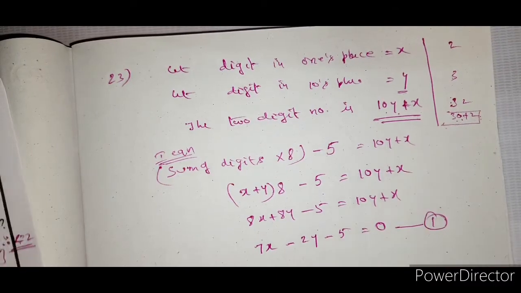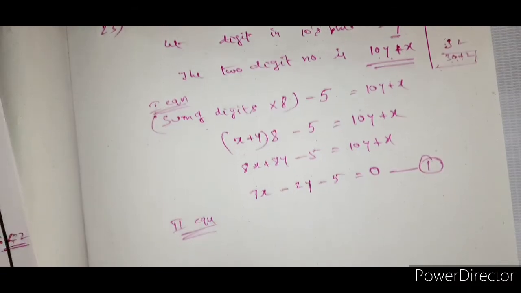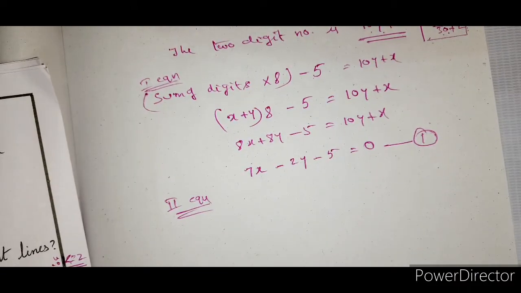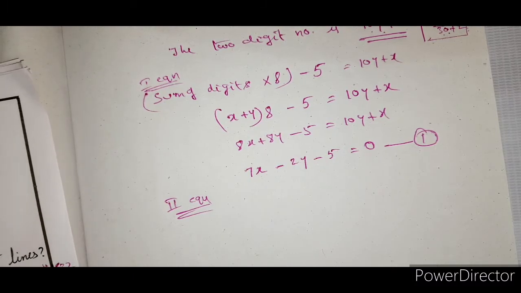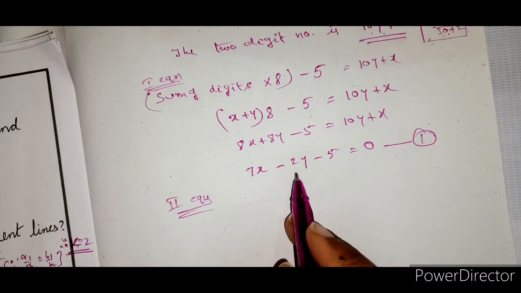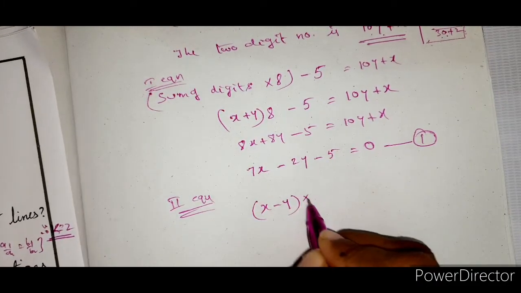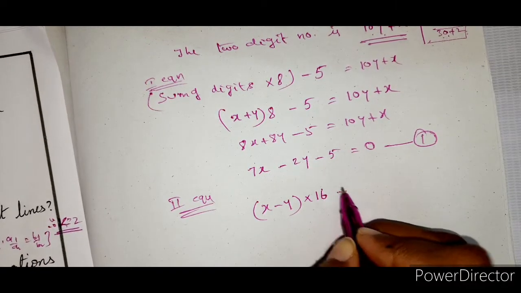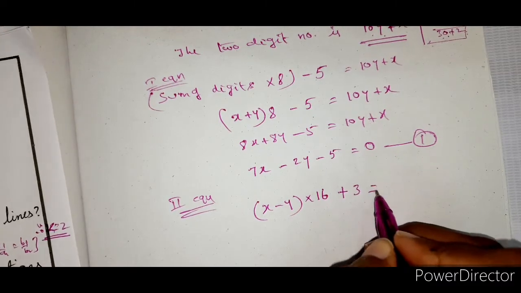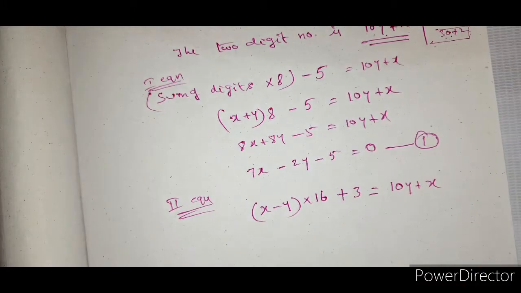This is equation 1. Second equation. For the second equation, what did he say? The difference of the digits you have to multiply by 16 and then add 3. So let me take the difference of the digits as x minus y, which is multiplied by 16, and then 3 is added to it. Then we will get the 2-digit number. Beautiful, right? Very logical and very interesting.